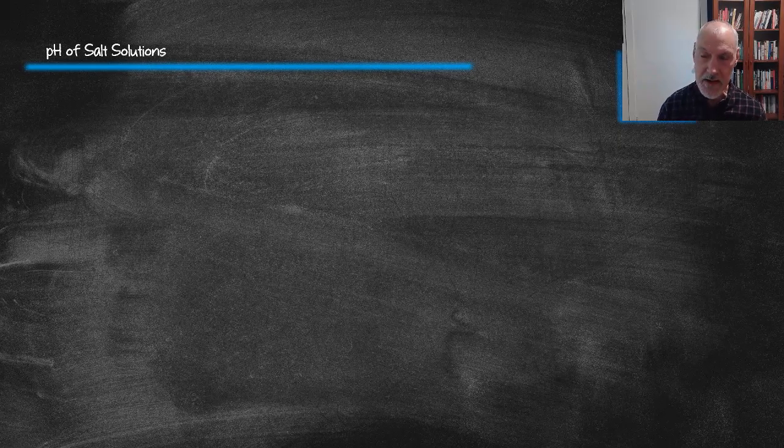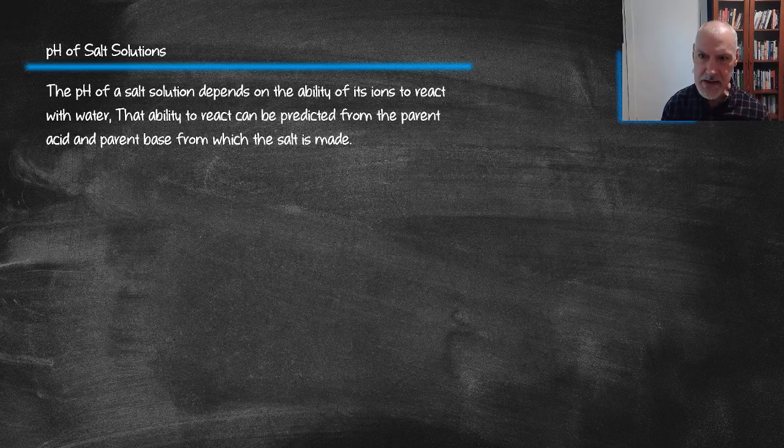In this program, we're going to take a look at the pH of solutions. What determines the pH of a solution depends on the ability of the ions that are present in our salt to react with water. That ability can be traced back to the parent acid or parent base from which the salt is made. Let's look at what I mean by parent acid and base.